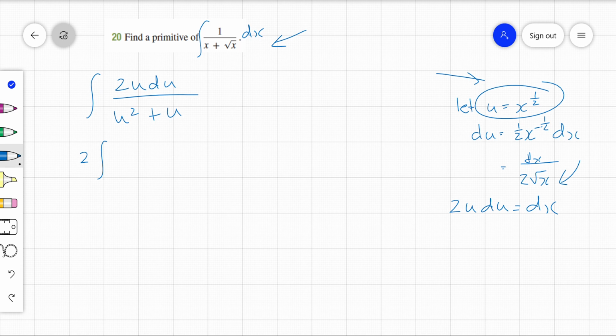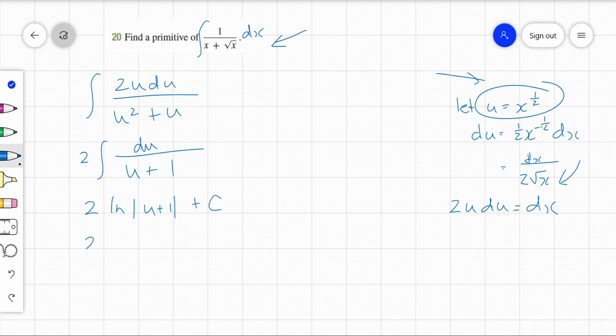So let's divide everything by u. So I'll just get du on u plus 1. Now 1 on u plus 1, that's a log. That's nice and easy. So we get 2 log of u plus 1, the denominator, plus c.